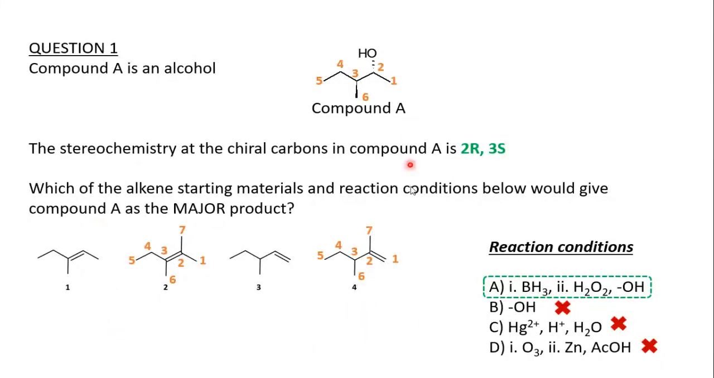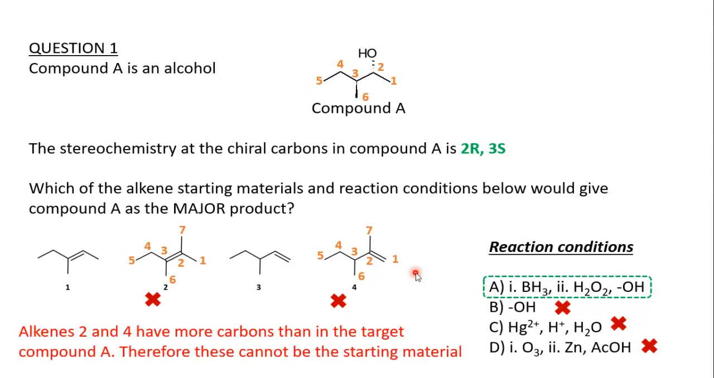We need to count our carbons. We see that we have this carbon chain here, a 5 carbon chain and 6 with the methyl. If we look at options 2 and 4, we see that we have more carbons than are in our product. So options 2 and 4 are going to be eliminated from being considered. They could not give us our product. None of this reaction with borane is going to lose any carbons. So 2 and 4 are out.